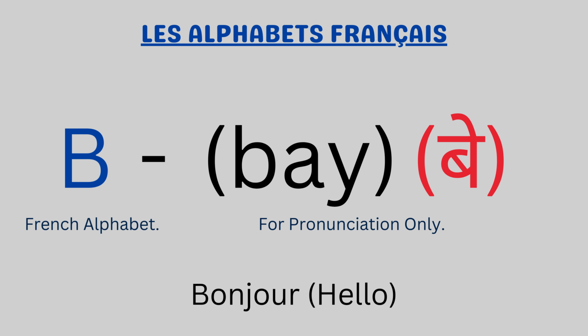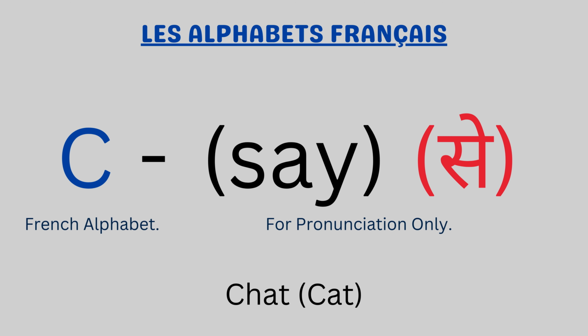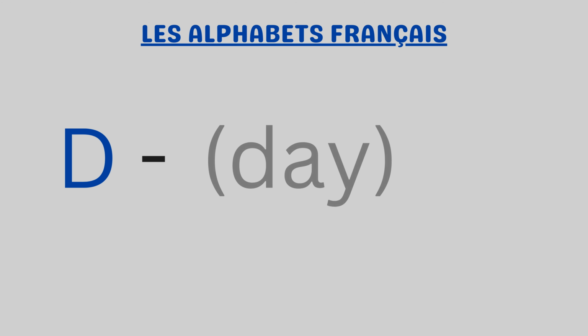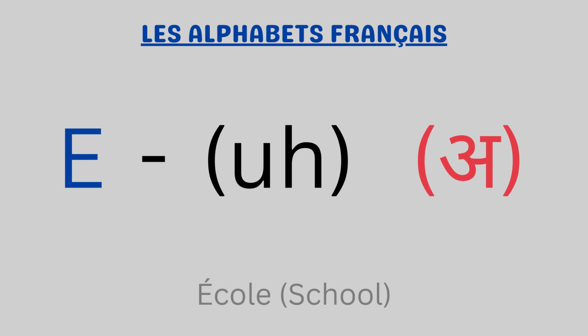B, bonjour. C, chat. D, drapeau. École. So you should not say it as E, it is A.